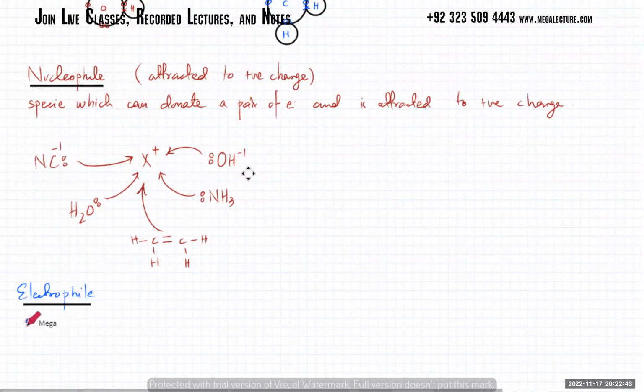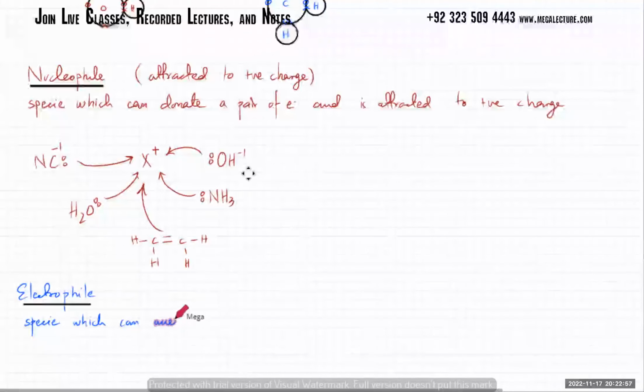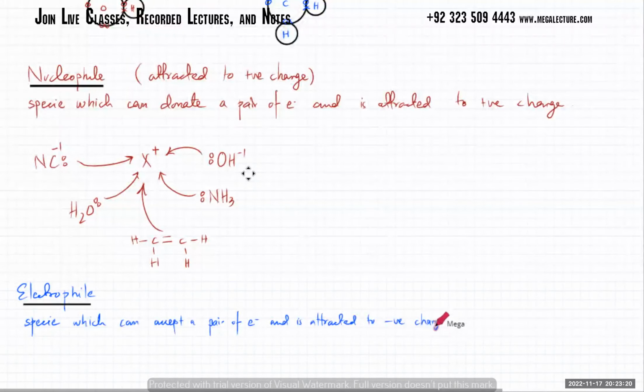तो it's a species, a molecule or ion or whatever atom, which can accept a pair of electrons and is attracted to negative charge. So that's what an electrophile is.